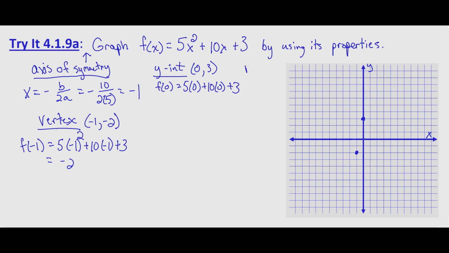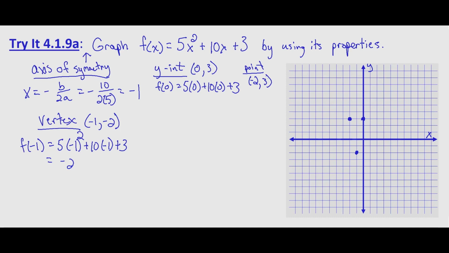Now we could, because our vertex is at negative 1, negative 2, by symmetry, we know there's a point at, since the y-intercept is 0, 3, that's 1 to the right, so 1 to the left, and at the same vertical height. So we know that there's a point at negative 2, 3 as well.